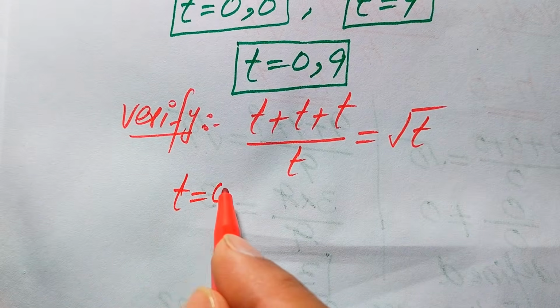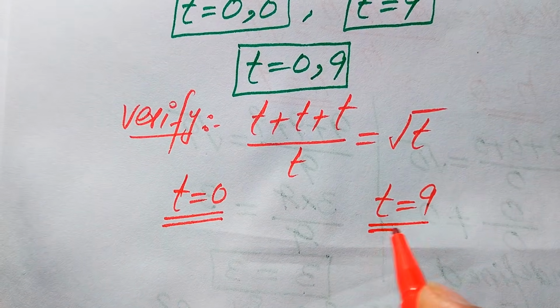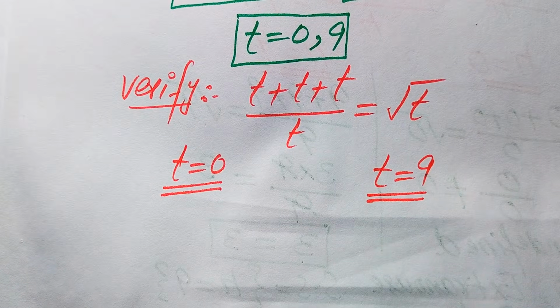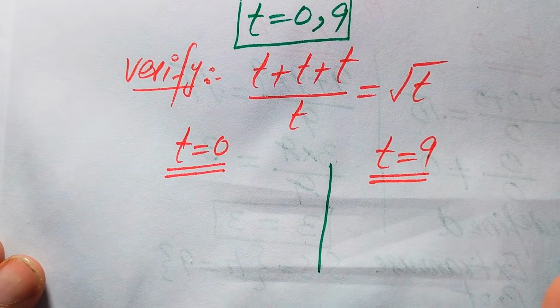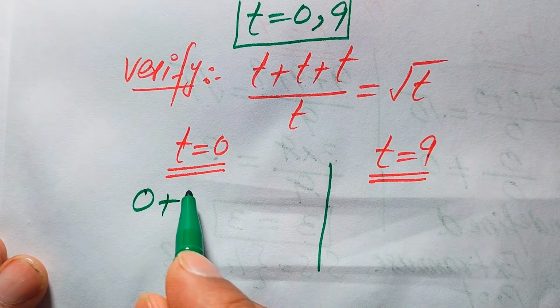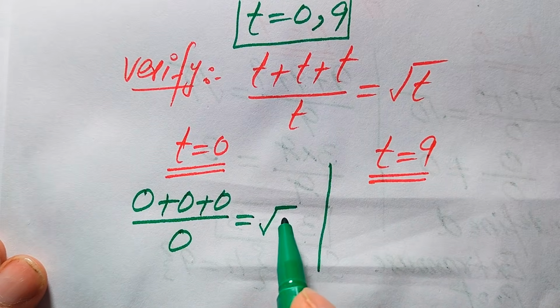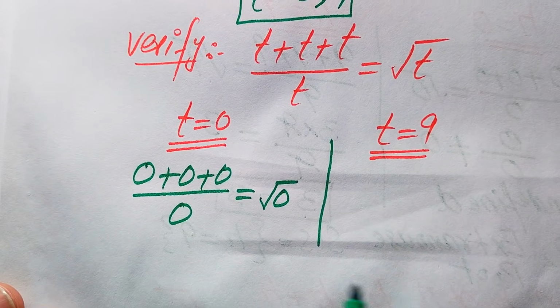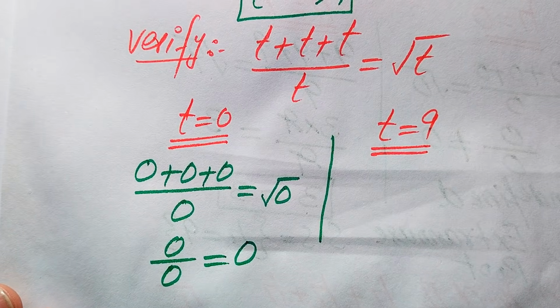And on this side we will verify t equals 0, and on this side we will verify t equals 9. So here we substitute the value t equals 0 on both sides, and it will be written as 0 plus 0 plus 0 divided by 0 equals square root of 0. And here we get the 0 over 0 form.